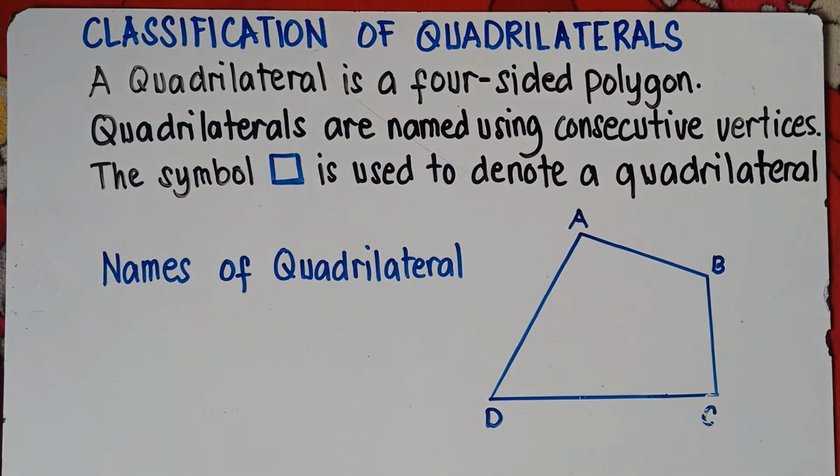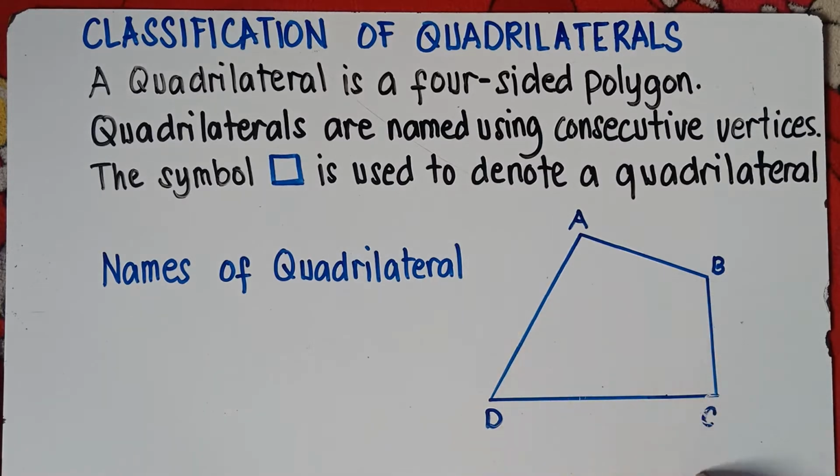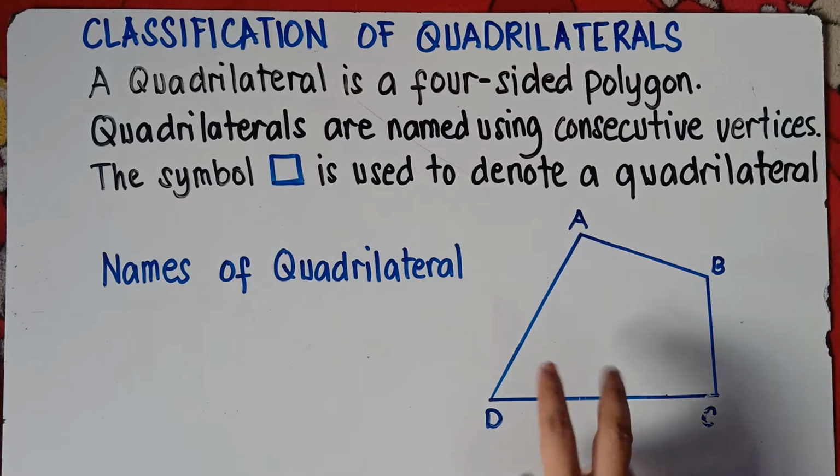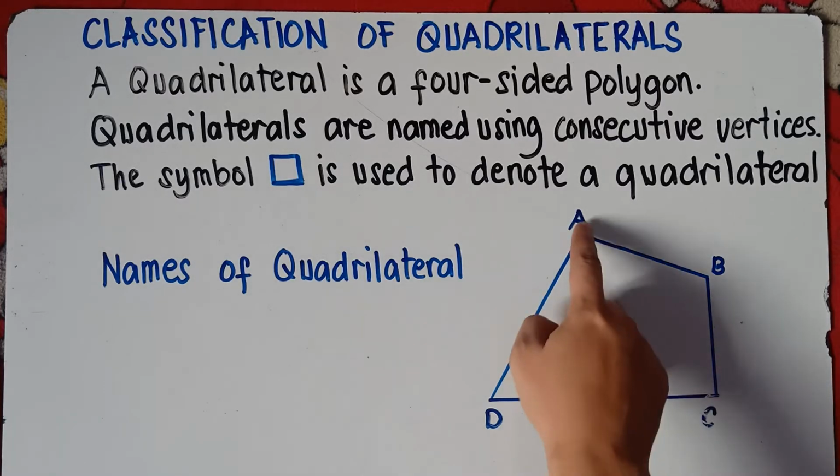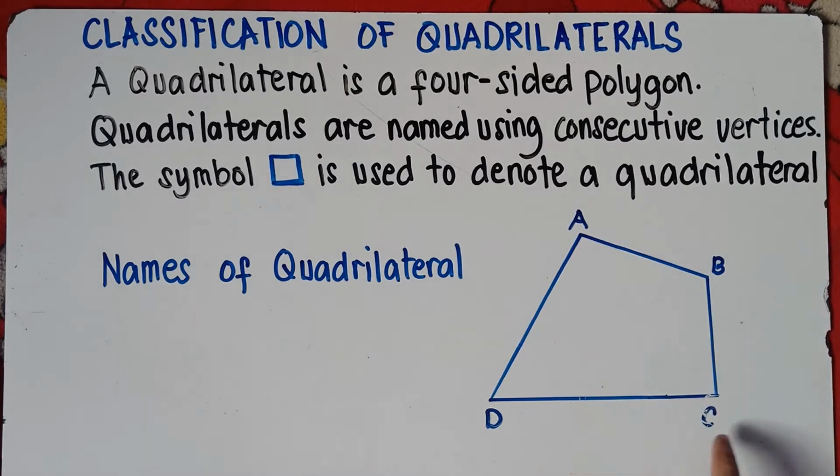Alright, so let's start with quadrilateral. A quadrilateral is a 4-sided polygon. It has 4 sides. This is an example of a quadrilateral, an illustration of a 4-sided polygon. We have 4 sides: line AB, line BC, line CD, and line DA.